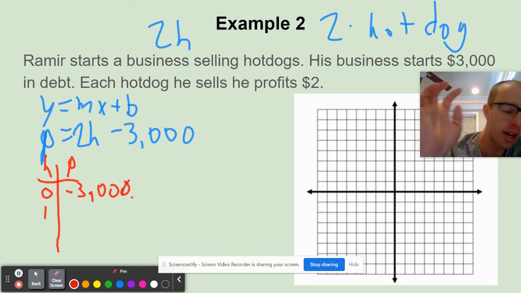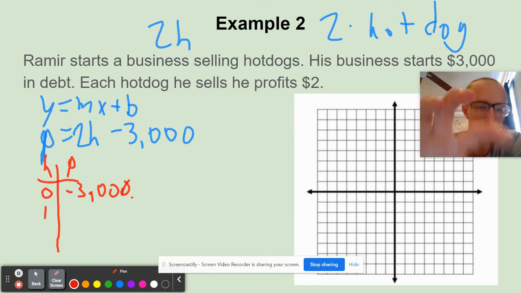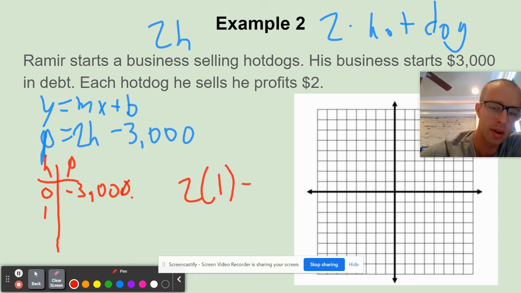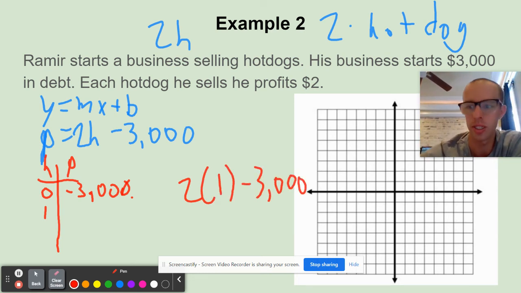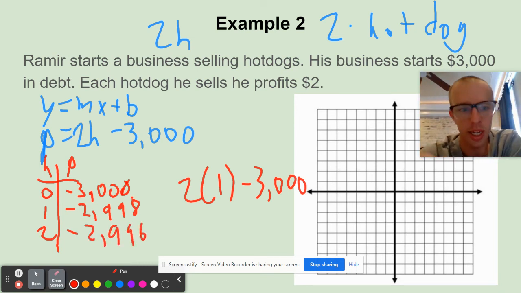Well, if he sells 1 hot dog, I could do 2 times 1 minus 3,000. That's how we would solve this using the equation. 2 times 1 is 2, minus 3,000. Or I could just say, look, he gains $2. So if he was at negative 3,000 and gains $2, it's going to be negative 2,998. If he sells 2 hot dogs, it'll be negative 2,996. Just going up 2 each time because that's the slope. That's the rate of change.